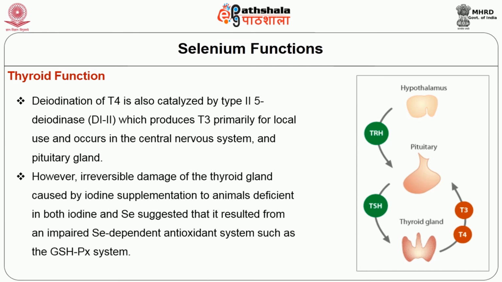However, irreversible damage of the thyroid gland caused by iodine supplementation to animals deficient in both iodine and selenium suggested that it resulted from an impaired selenium-dependent antioxidant system such as the GSH-Px system.